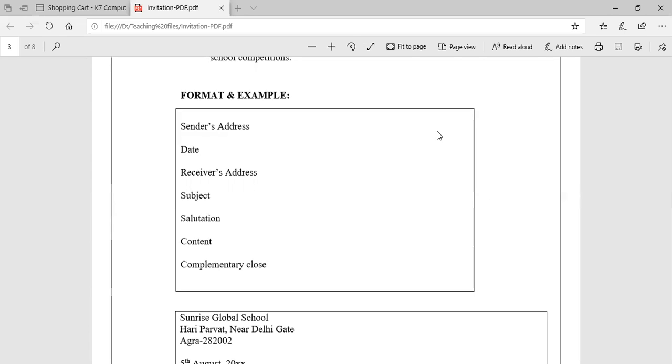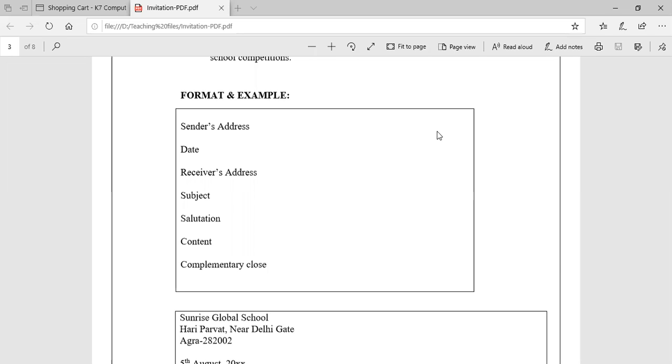For example, in an editor letter, or a letter to school or college authorities, we need to mention the definite article: the principal, the manager, the secretary, the president. But when we are discussing the invitation formal letter format, I'm not mentioning it in the receiver's address. Only the receiver's name, and then the particular place or address we need to mention. So: sender's address without name, date with the format, then receiver's name and address, then subject.